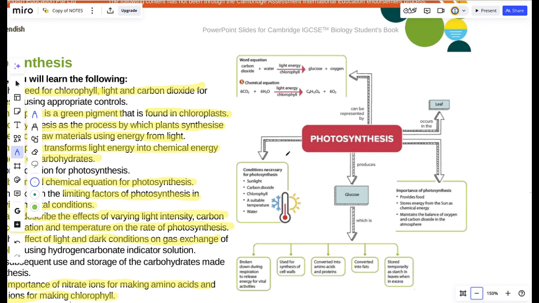When it gets to the leaf, there will be a chemical reaction that will take place between the water and the carbon dioxide that came in through the stomata of the leaf. But this will not happen unless there is the presence of a big energy called the sunlight energy. And this sunlight energy is being trapped by the chlorophyll that is found in the chloroplast of the palisade layer of the leaf.